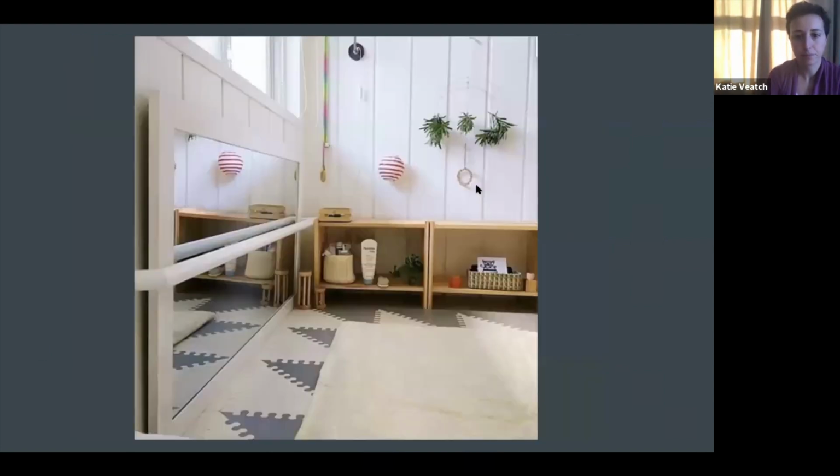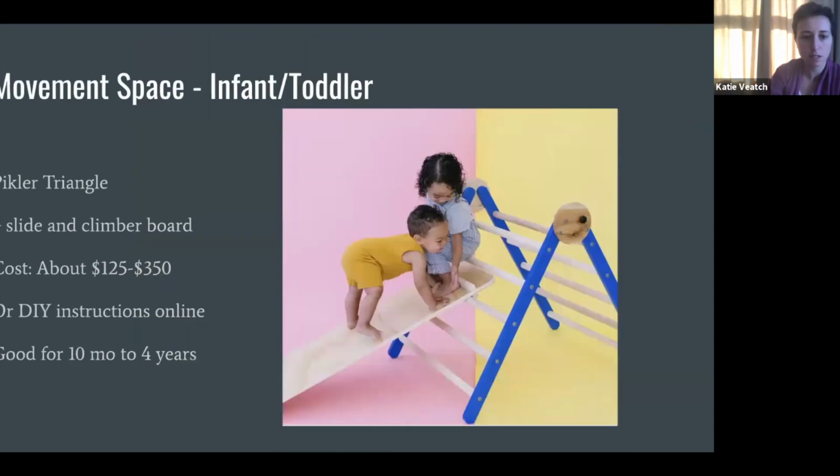Okay, here's another one. You can see that same mirror and that same pull-up bar. Another nice open space on the floor for a baby. And just a couple of things. I don't know why they had the lotion there on the shelf. Maybe this family's doing massage. I'm not sure. There's a little mobile with natural things on it. That's nice. Nice natural lighting. As much as you can, natural sunlight is always good.